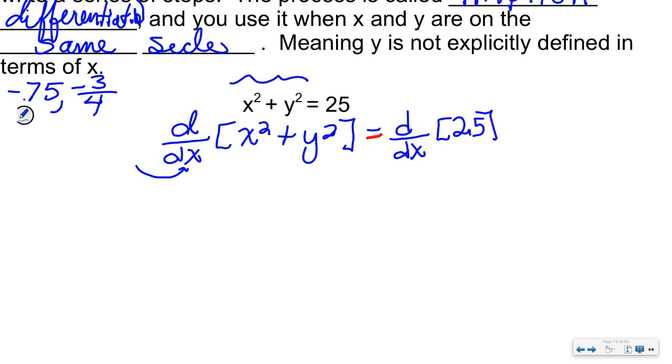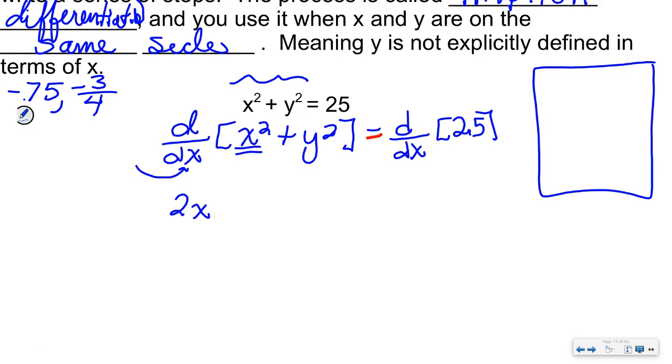So let's take the derivative of the left, and I'll show you where you have to be careful. What is the derivative of x squared? 2x. That's easy. However, the derivative of y squared is not 2y. I have to show you over here. I'm going to put a little box. Don't write this in your notes. I just want you to watch it so you can see why we do what we do.